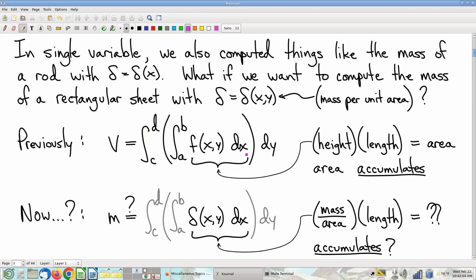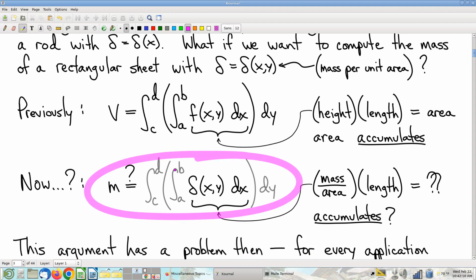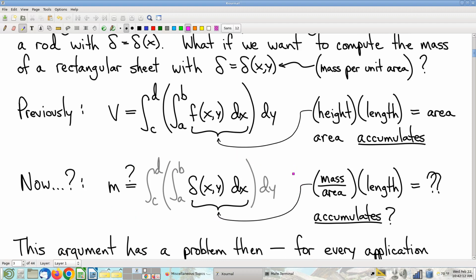So let's ask, can't I just do this same thing? Can't I just do an integral of an integral? And instead of multiplying height times length times width and thus getting volume, can't I just think of mass per unit area times length times width, which is kind of an area? Shouldn't that give me mass? Why can't I just write this down? And the thing is, you can't. It doesn't make any sense.